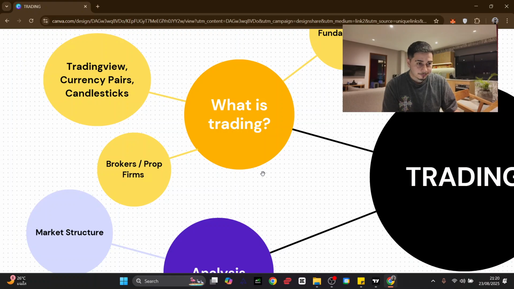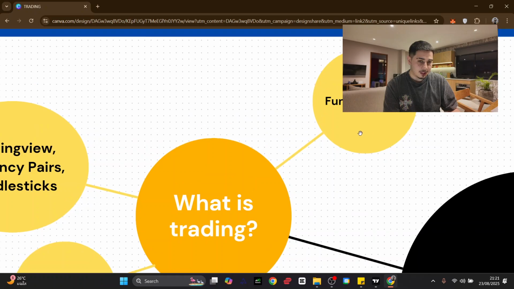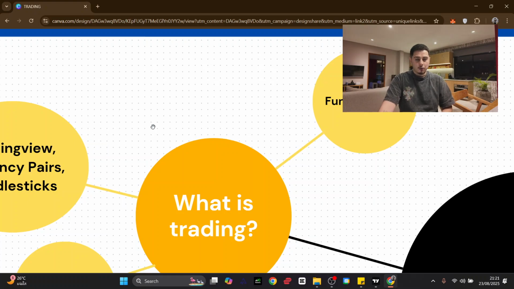So the final part of this section, what is trading, is fundamentals. Fundamentals are a key factor in price action. It dictates a lot to do with the markets, but for me personally, I don't trade based on fundamentals. I don't wait, for example, to find out how many jobs America has lost, or the unemployment rate, to then make my decision on the trade. That's not how I trade.